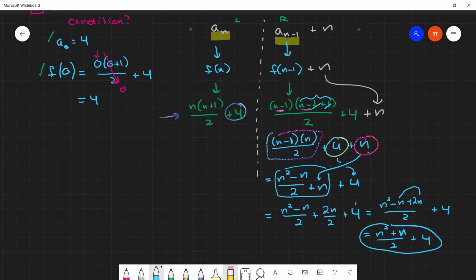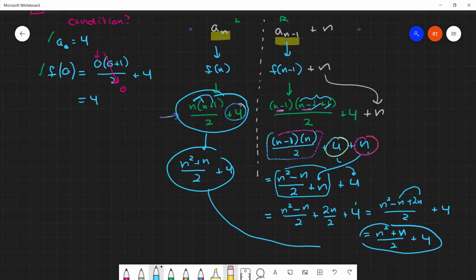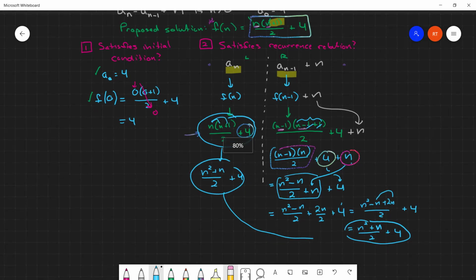And now one last step. Does this equal what's on the left-hand side? Well, it doesn't look exactly like it, but if I do one extra step over here on the left and multiply the n through the parentheses, I get n squared plus n over 2 plus 4. And now that is exactly equal to what was on the right-hand side.